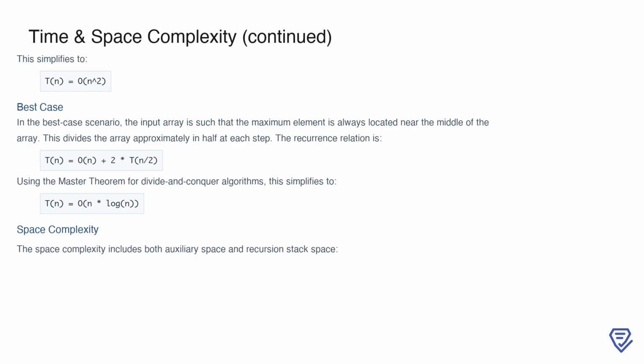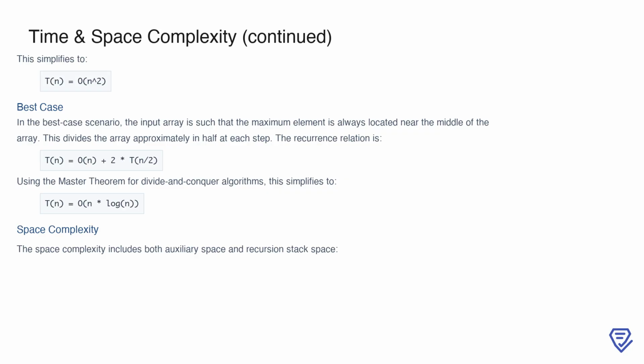On the other hand, in the best-case scenario, the array is structured such that the maximum element is always located near the middle. This results in the array being divided roughly in half at each step. The recurrence relation for this scenario is T(n) equals O(n) plus 2 * T(n/2). Using the master theorem for divide and conquer algorithms, this simplifies to T(n) equals O(n log n).